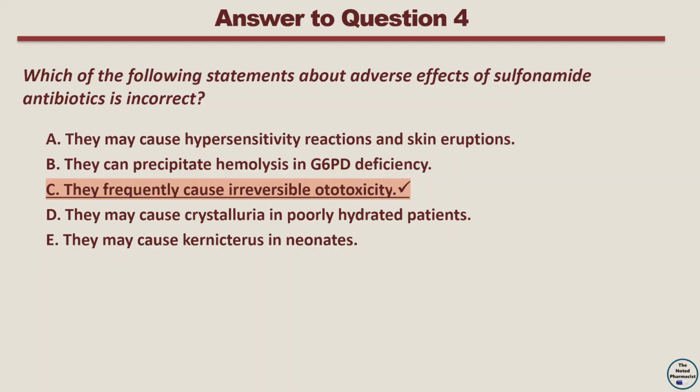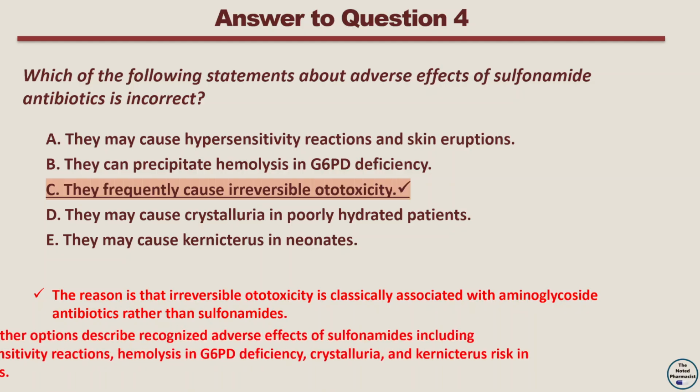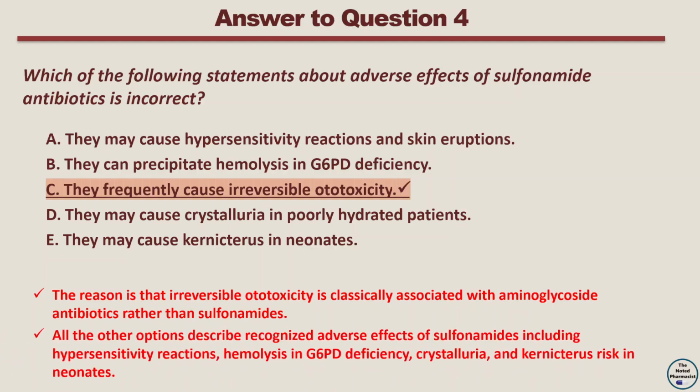The correct answer is option C. They frequently cause irreversible ototoxicity. The reason is that irreversible ototoxicity is classically associated with aminoglycoside antibiotics rather than sulfonamides. All the other options describe recognized adverse effects of sulfonamides including hypersensitivity reactions, hemolysis in G6PD deficiency, crystalluria, and kernicterus risk in neonates.